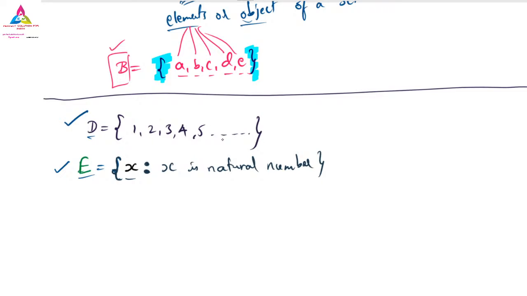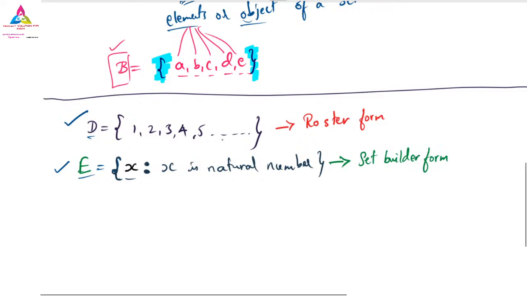Yes, it is a roster method. Very good. The first one given here is called the roster method. Okay, roster form you can say. And the second one we have is called the set builder form. Do you know one more name for this?